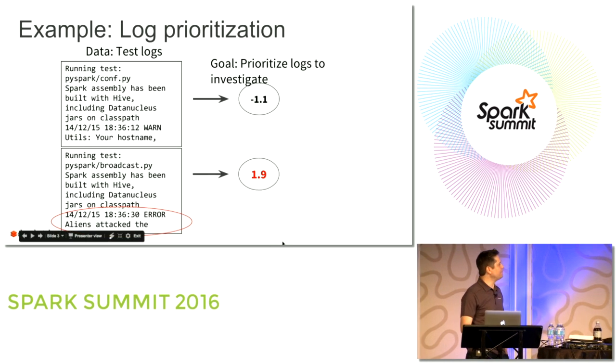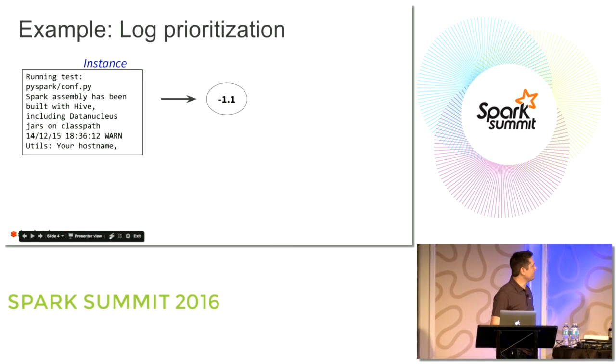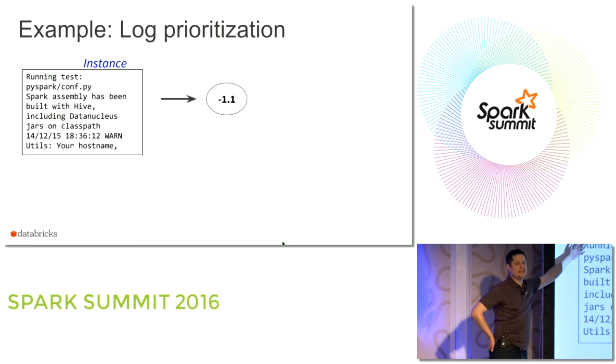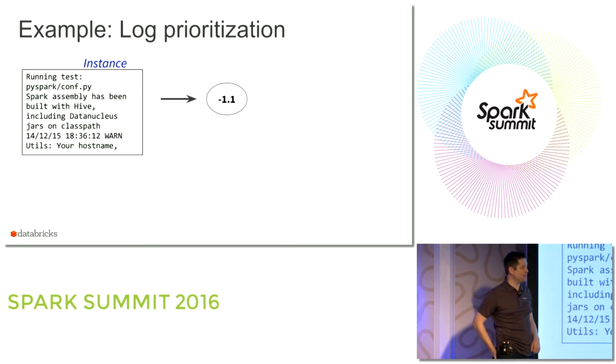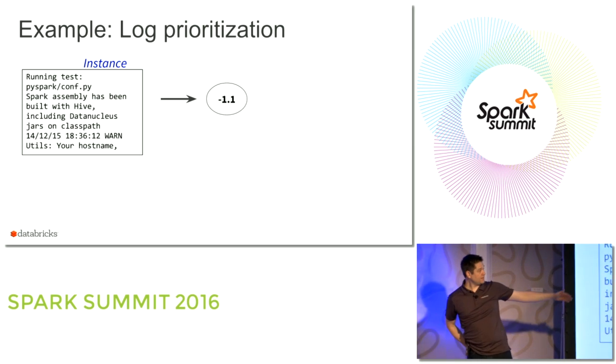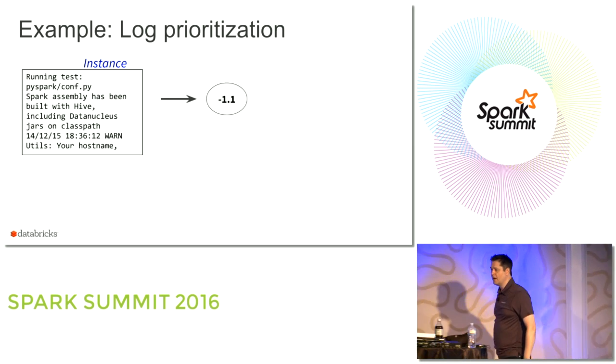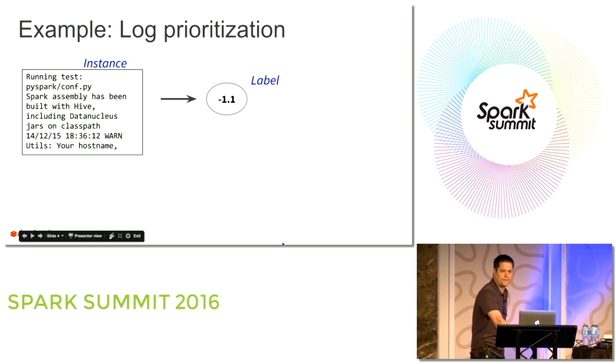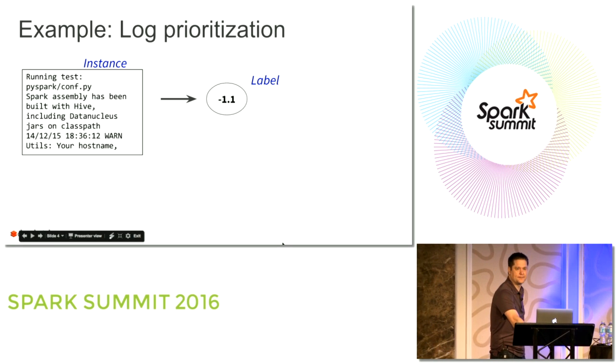So this is an example of log prioritization. We start out, we've got our original data. We call this our instance data. We haven't even featureized it yet. This is our instance data. And over here on the right, we have our label. This is what we're trying to predict.